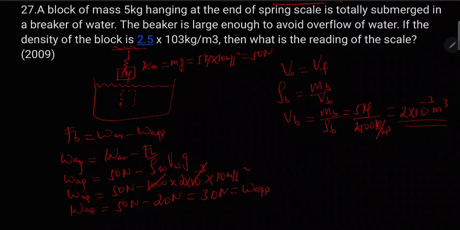So what does the scale read? That is the reading of the scale. So in water, if the weight is 50 newton and the buoyancy force is 20 newton, what is the apparent weight? 30 newton is what our scale reads after it goes into the water.